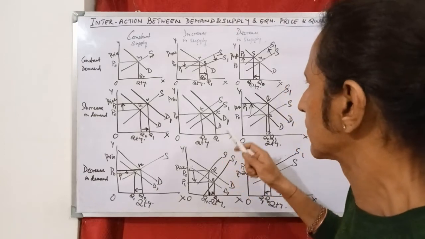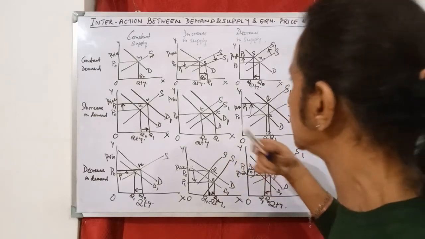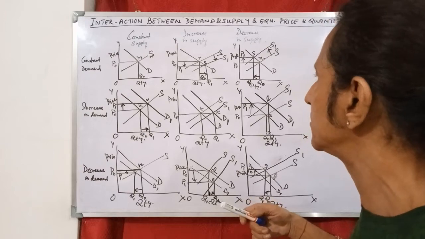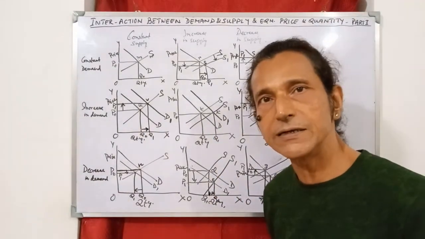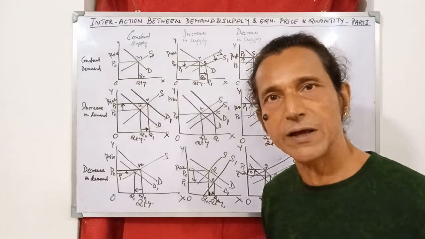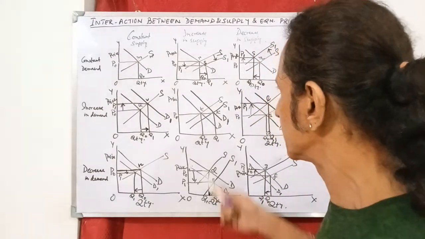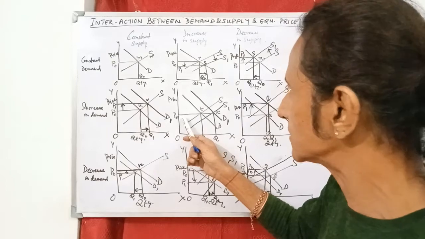If the change in supply is relatively more than change in demand, then price would change, or the change in demand is relatively more than change in supply, then the price would change. But this is coincidence that the prices remain constant.